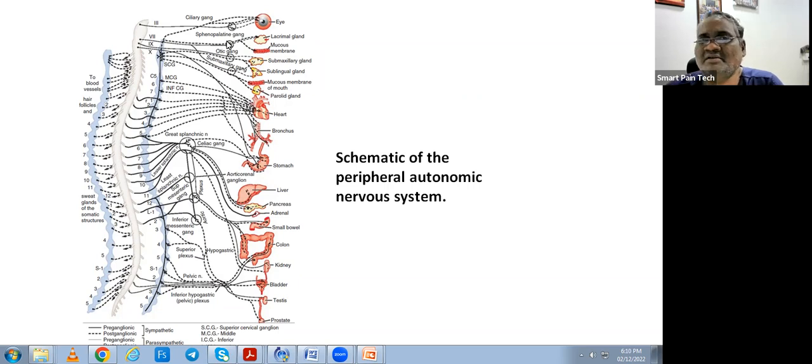The sphenopalatine ganglion block is not a very commonly performed thing, but it is a block which is usually performed for facial pains when nothing works. So that is how I look when performing that block.